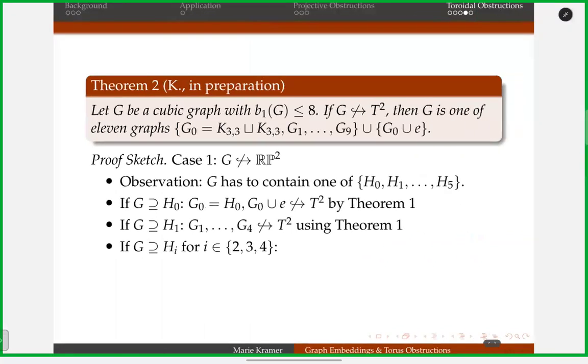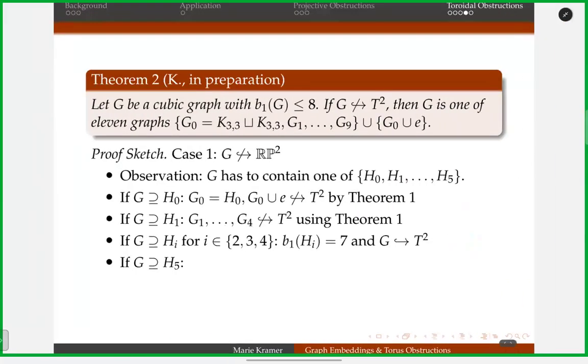Then the idea if G contains H2, H3, or H4 is exactly the same. They also have Betti number 7. We attach an edge to it to make it Betti number 8. And as it turns out, all of these graphs will embed into the torus.